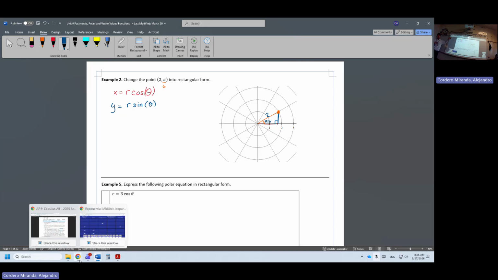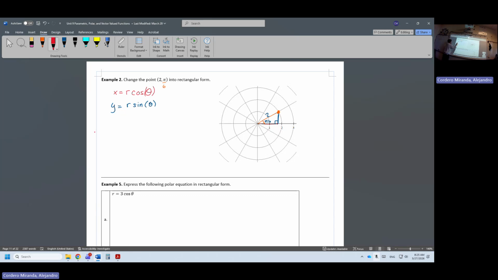And these are just big, important things to know for what you will be asked on the AP test anyway. That's just good to know, but also it helps us convert into polar coordinates. So now if I want x, I would say that's equal to 2 times cosine of pi over 6, and then y would be 2 times sine of pi over 6.